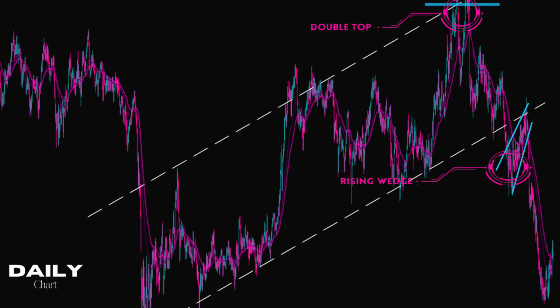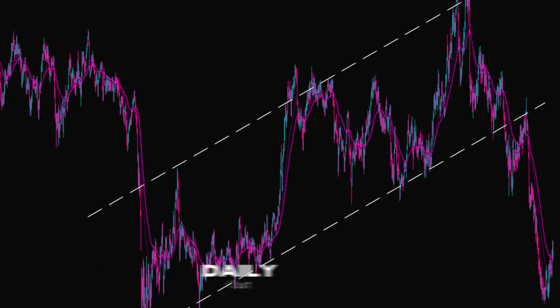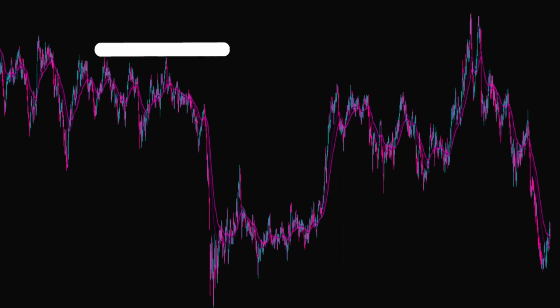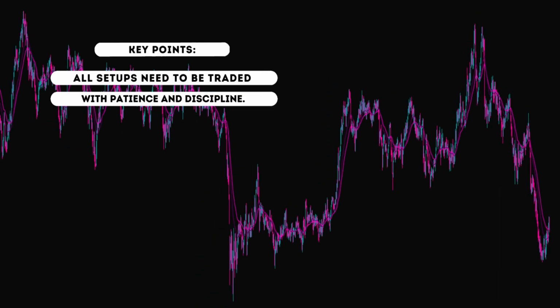Now there are a few points that you need to be aware of, not only for trading this setup, but also for any trading in general. These are tricks that are typically realized only after time and money are spent trading, so begin to implement them now before they cost you any more money. Number one is that all setups need to be traded with patience and discipline.